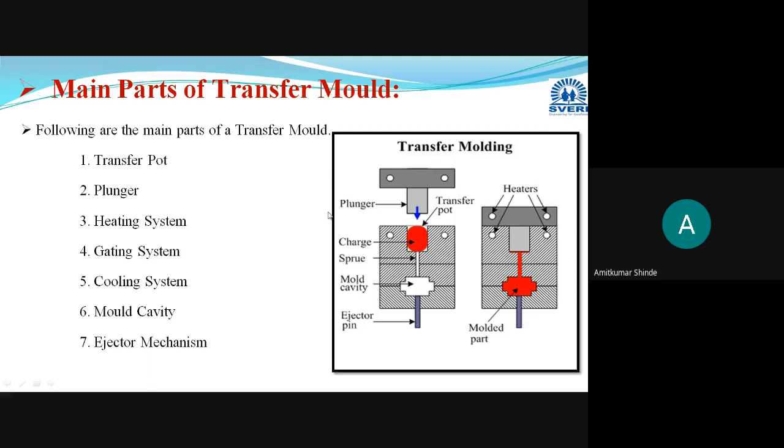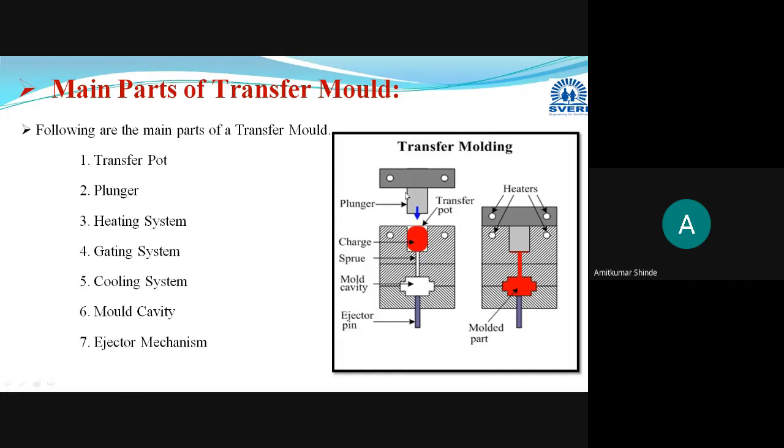This overall mold used for the transfer molding process consists of the following seven main parts. The first part is the transfer pot, also known as the shooting cylinder. This transfer pot or shooting cylinder may be of a rectangular, square, or rounded or cylindrical shape. Basically, a rounded or cylindrical shape is used. As far as possible, we go for the round shape.